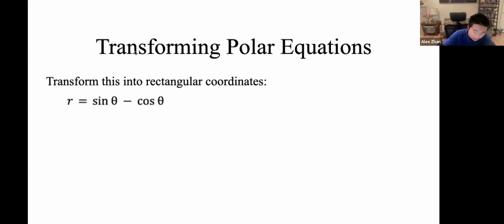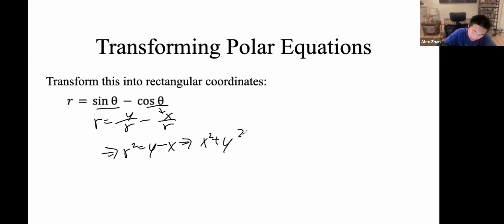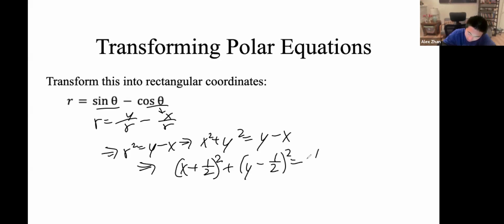Okay, so if you guys don't have any ideas, I'll just start talking about this. r squared. Okay, so let's first. r sine theta is y, so sine theta is y over r. Cosine theta is x over r. This gives us r squared is equal to y minus x. Thus x squared plus y squared is equal to y minus x. Then we can change this into the other form, I mean, completing the square. y minus 1/2 squared is equal to 1/2, which is also equal to 1 over root 2 squared.